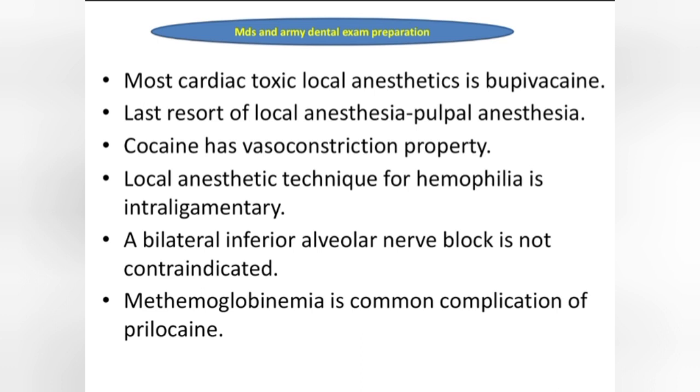And the separate question is, a bilateral inferior alveolar nerve block is not contraindicated, but we rarely use it. When you need inevitable bilateral surgery involving soft tissue, tooth, and bone bilaterally, only then do we use this bilateral inferior alveolar nerve block. Otherwise, we don't use it, but it is not contraindicated. Methemoglobinemia is a common complication of prilocaine.